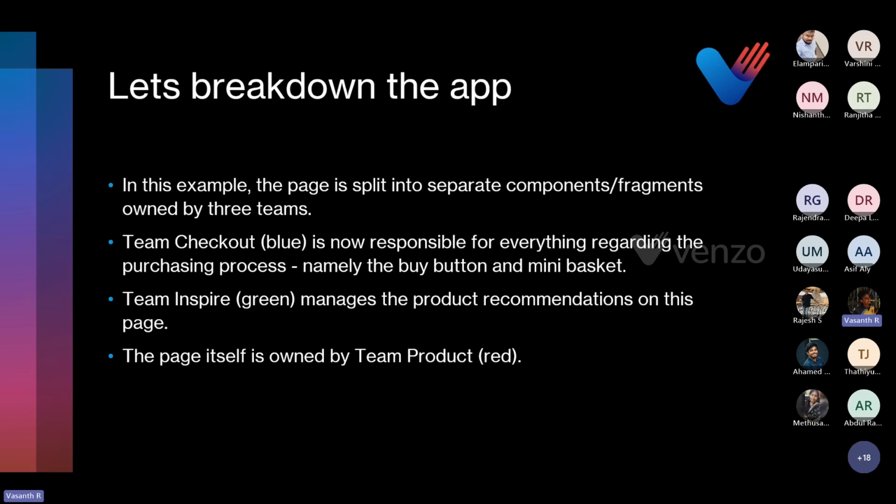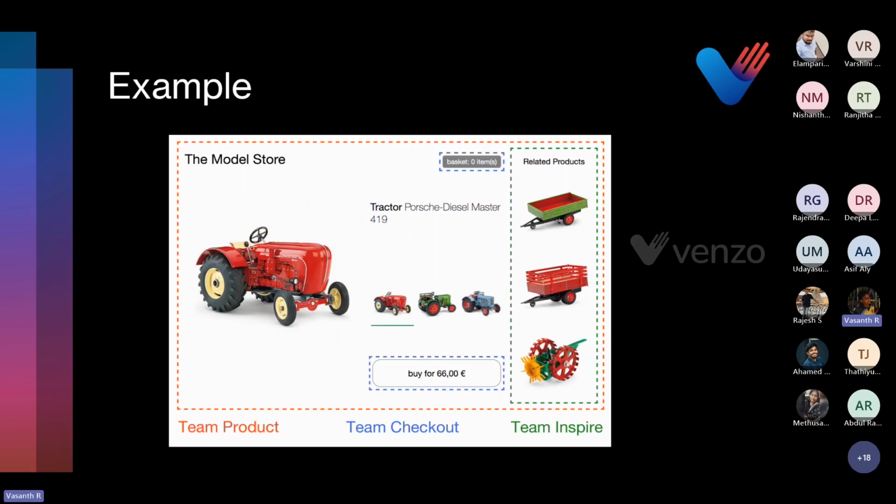The team green, team inspire, these components circled in green are responsible for bringing out suggestions based on the user's preference or the user's search history. So that particular section is fully taken care of by team inspire. They will be deciding what needs to be suggested to the user based on their search history and purchase history.